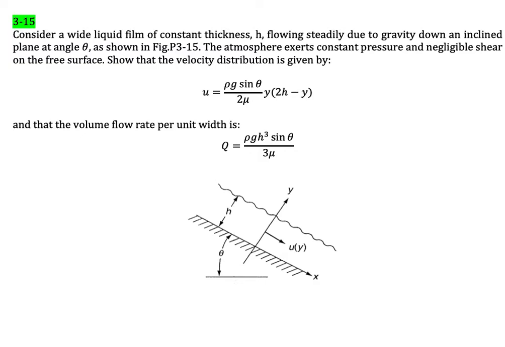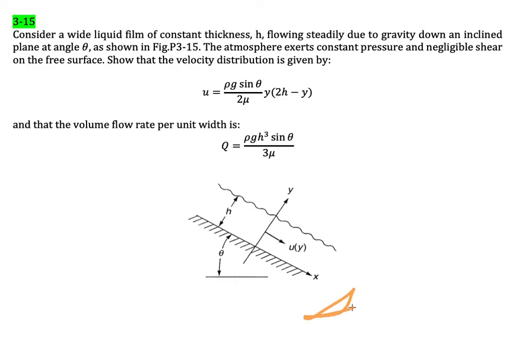So this is tutorial 315. Consider a white liquid film of constant thickness h flowing steadily due to gravity down an inclined plane at angle theta, as shown in figure 315, as shown here.